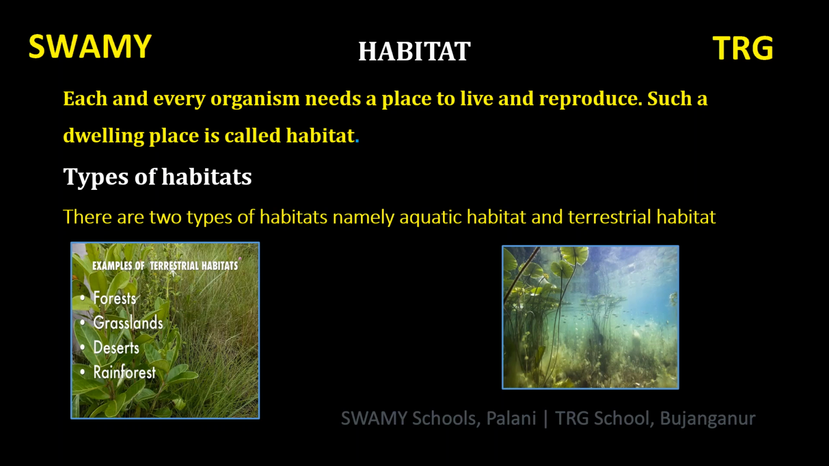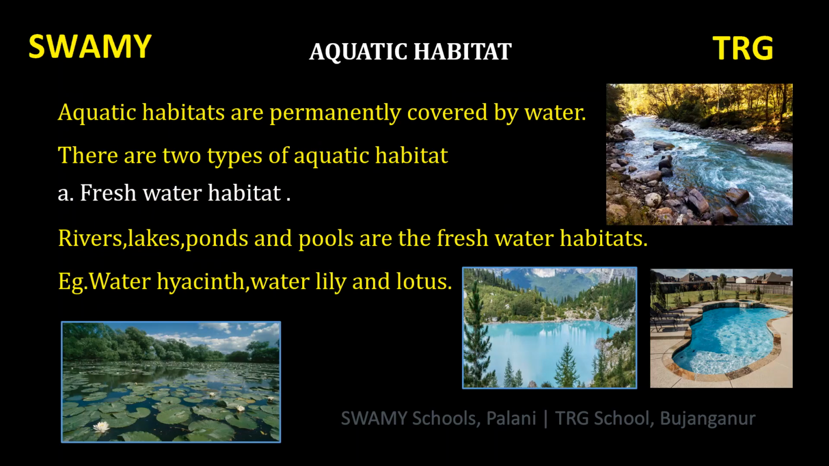From the depths of the ocean to the top of the highest mountain, habitats are places where plants and animals live. All the places starting from the depths of the sea up to the top of the mountain are habitats for plants and animals. Aquatic habitat. Aquatic habitat includes areas that are permanently covered by water. Aquatic habitat in Tamil, habitat made of water.